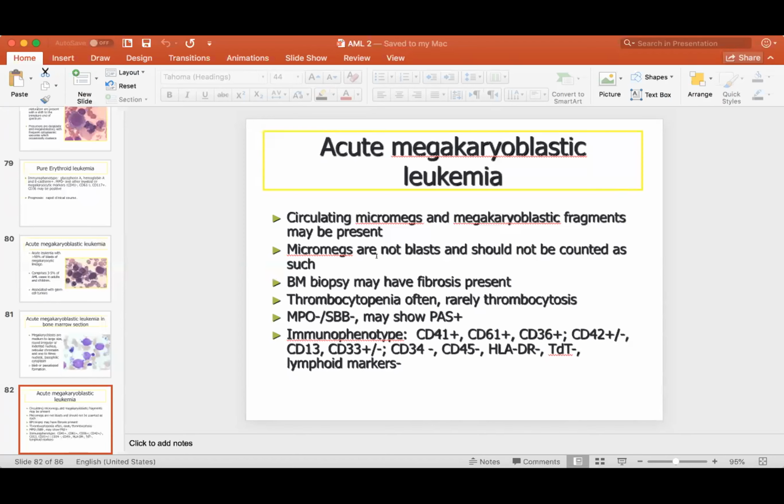Again, the 5 essential stains or the stains that we start with when we get any bone marrow biopsy are CD61, myeloperoxidase, CD34, CD117, and glycophorin A. This is what we do in our institution. These patients with acute megakaryoblastic leukemia usually present with thrombocytopenia and rarely with thrombocytosis.